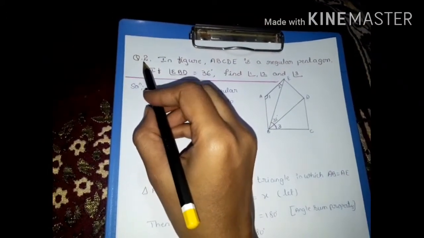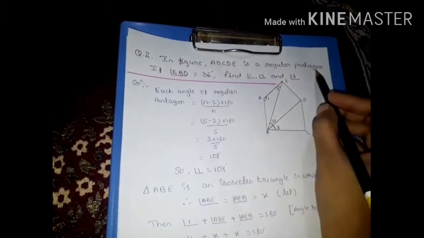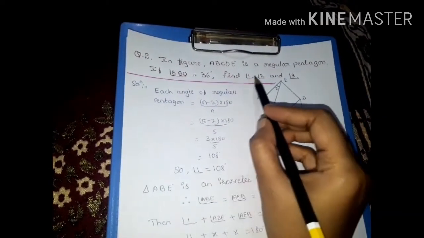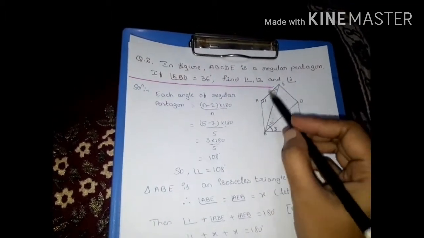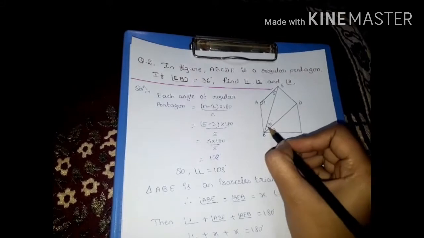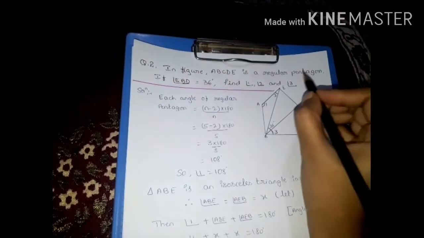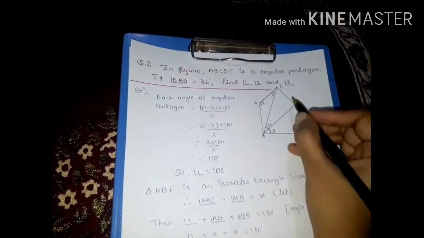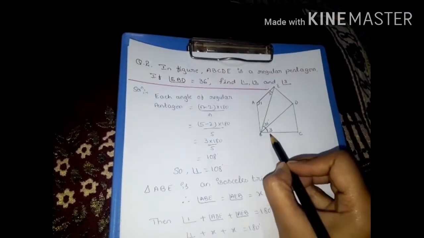Now let us solve HOTS second question. In the figure, ABCDE is a regular pentagon. If angle EBD is equal to 36 degrees, find angle 1, angle 2 and angle 3. In this figure angle EBD is given as 36 degrees, and also it says that the given figure ABCDE is a regular pentagon. Regular pentagon means all sides are equal and all angles are equal to each other. You have to find angle 1, angle 2 and angle 3 here.